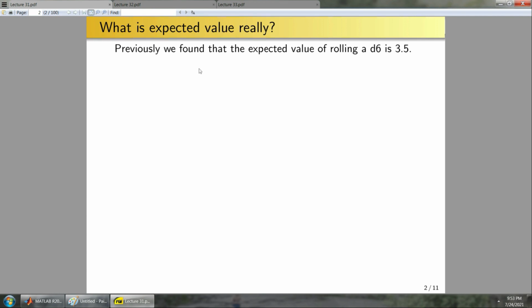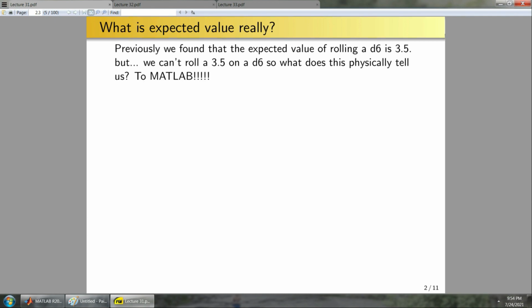Okay, so what is expected value really? So previously, we found that the expected value of rolling a d6 was 3.5. Well, there's kind of a problem with that, right? 3.5 isn't an integer, so we can never roll a 3.5 on a d6 because it's not on a d6. So what does this expected value really tell us? Well, let's look at a MATLAB simulation here.